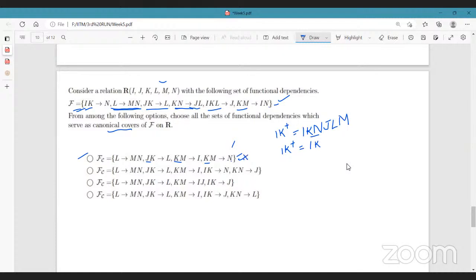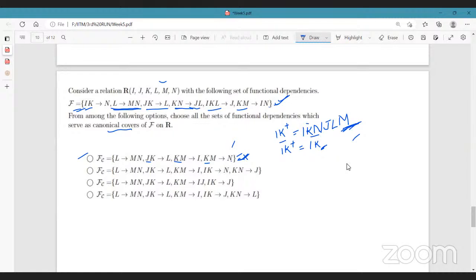Am I clear? Anyone, any doubt? We'll proceed with the other options also for better understanding. Whatever I explained, you have to find the closure, right? That is one easier way you can do it. If the result is similar, here you can see that when we check the closure of IK in the parent functional dependency set and in the option that is given, we are not getting the same set of attributes, right? We are getting IK only, and in the parent we are getting all the other attributes. So by that we can say that this is not a proper canonical cover.